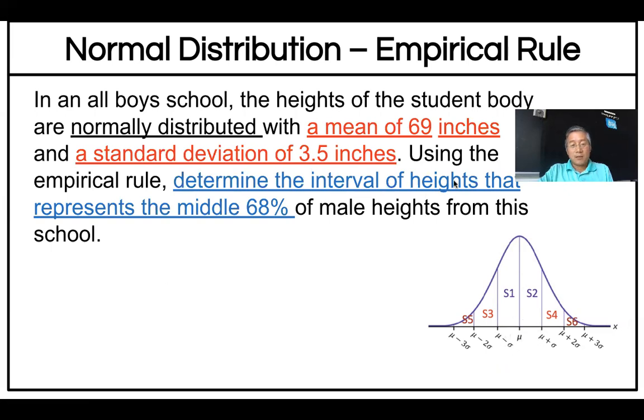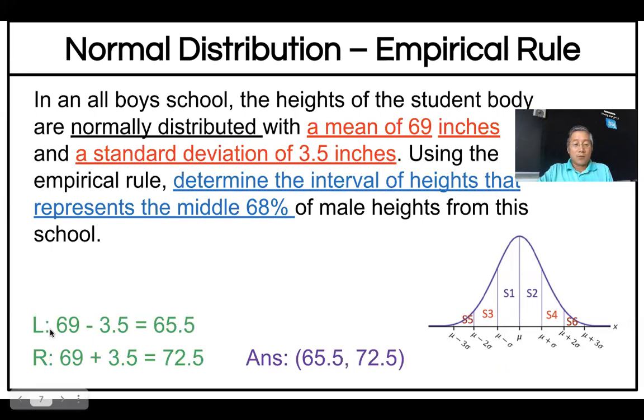So how do you get it? Yes, 69 minus 3.5, the standard deviation, is the lower bound. And 69 plus 3.5, which is 72.5, is the right bound, the higher bound. So your interval is 65.5 through 72.5. That's it. Does everybody understand? So in this interval you can see 68% of the students are in this range. 68% of students are in this interval.